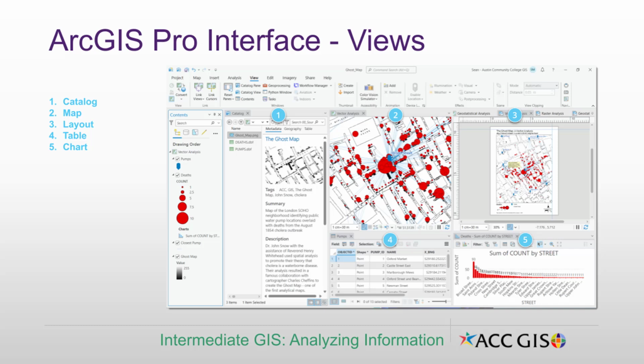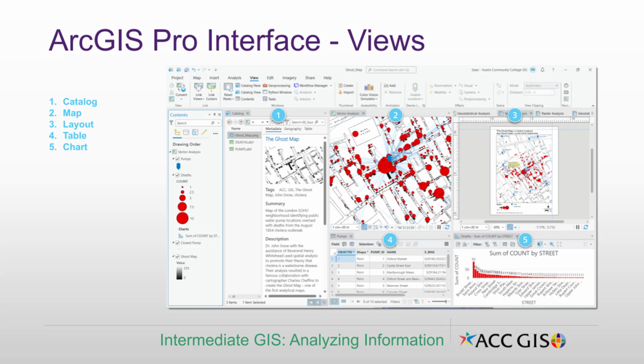Last, we have ArcGIS Pro Views. Views are where you view and interact with the data itself. And in the example that you see right there, the number 1 identifies the catalog view. And if you remember in the previous slide, there's a catalog pane. Catalog pane is like Windows File Explorer. It allows you to interact with all of the objects and files that are in your project.